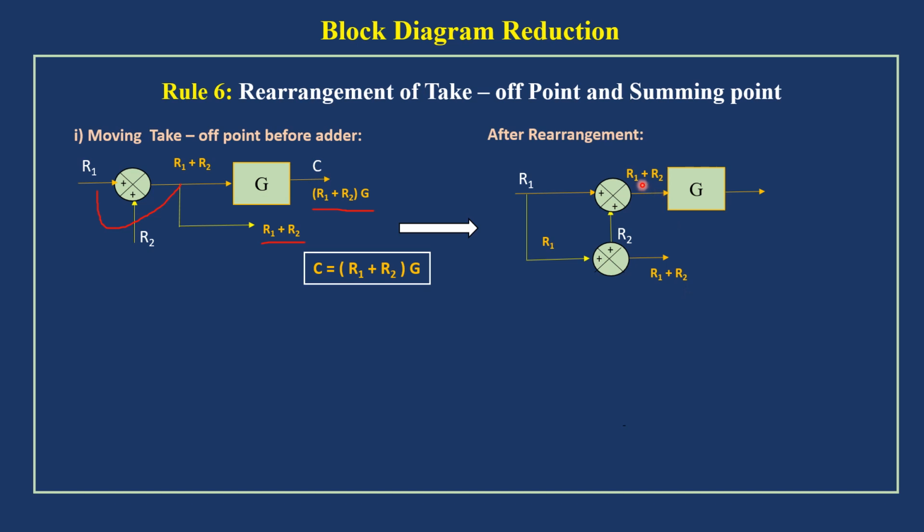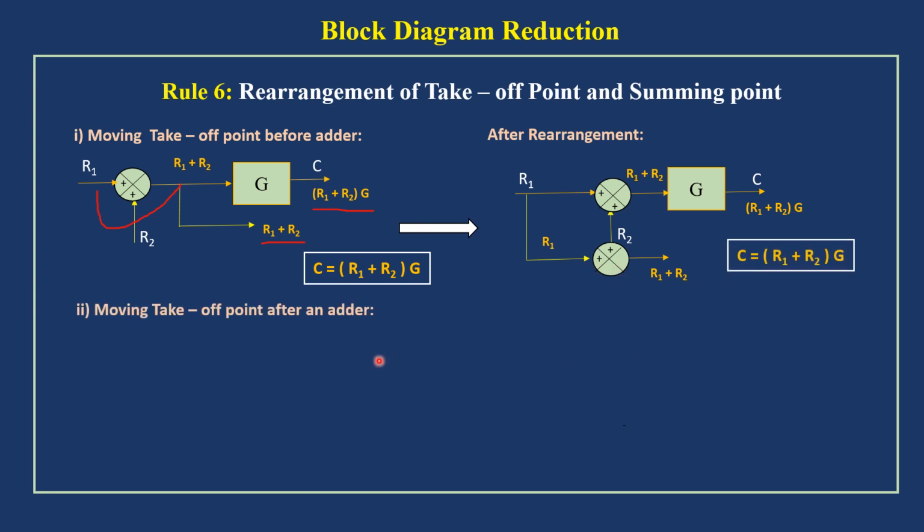Now we will find the output of the first summing point here. This is R1 plus R2, and here C equals (R1 plus R2)G. So the main output and the takeoff point output are maintained the same. So moving the takeoff point before the adder, we should include one more summing point to get the output of the takeoff point the same. And then moving the takeoff point after an adder. Here the takeoff point is given before the adder, we need to shift it after the adder.